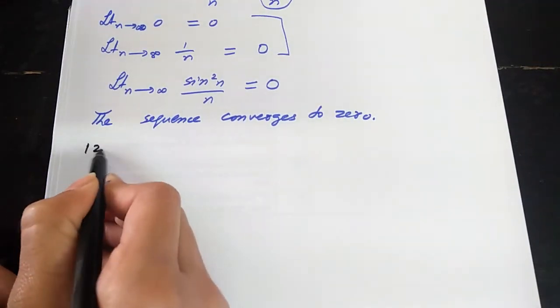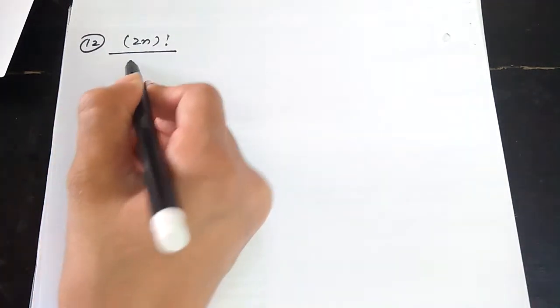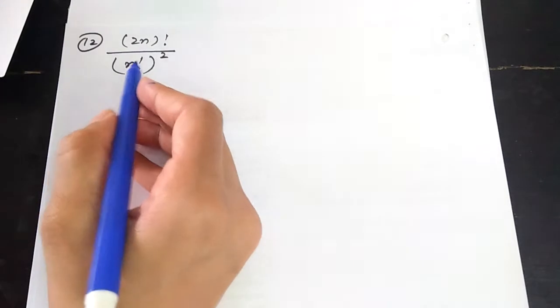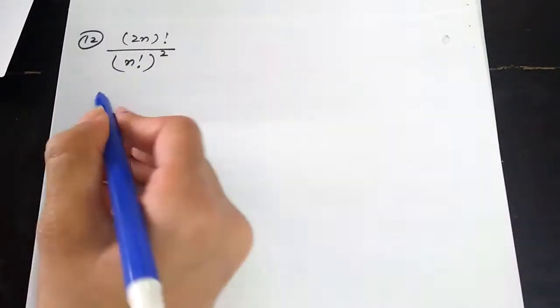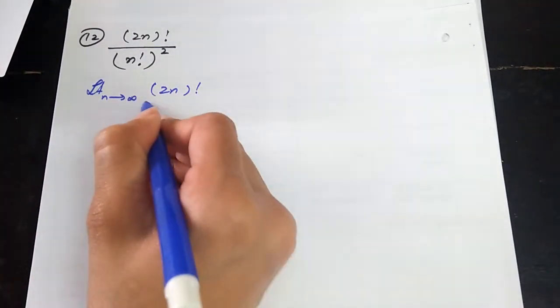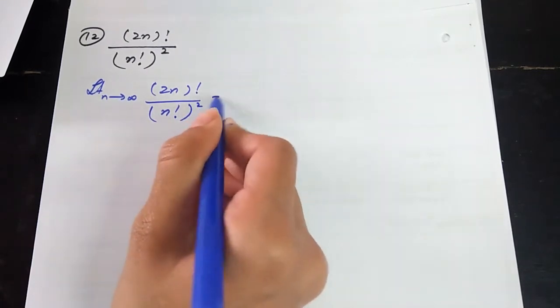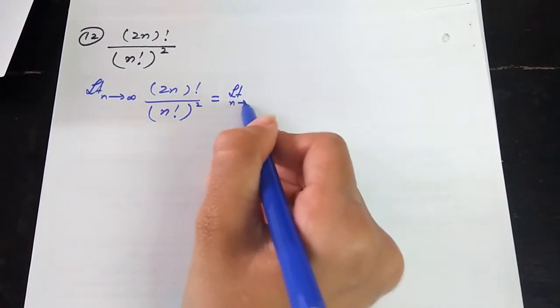Question number 12. Let's do it on the page. 12 says 2n factorial, this is the sign of factorial, divided by n factorial square. It can be written as limit n approaches infinity 2n factorial divided by n factorial square equals limit n approaches infinity.